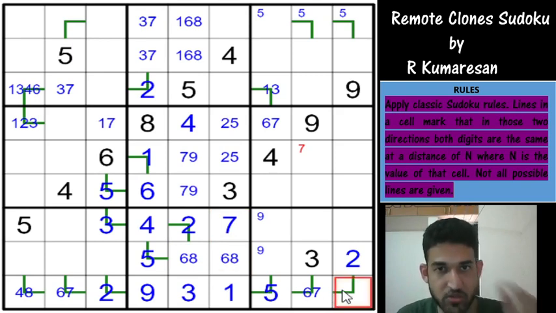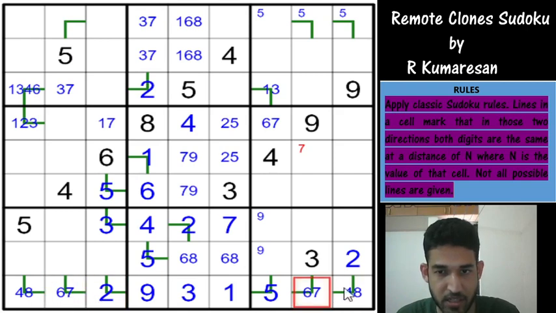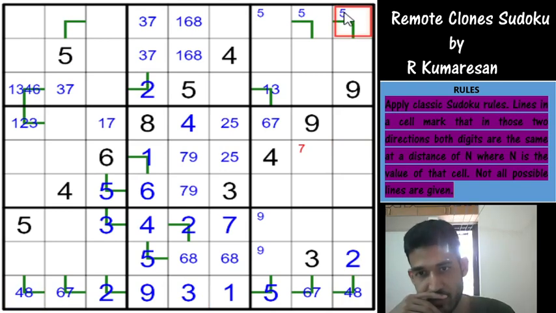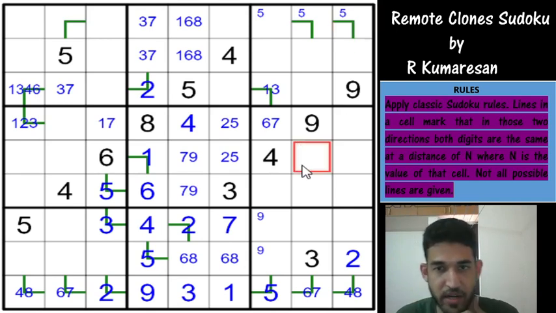And now this cell must be 4 or 8. Again, you have 6, 7 pair. So you must have 4 or 8 as the candidates. If I have 4, 1, 2, 3, 4, both of these cells must be 3. And if I have 8 here, this becomes 4 and this becomes 4. Okay, both may be possible. Alright. So 7 can be eliminated from here, right?